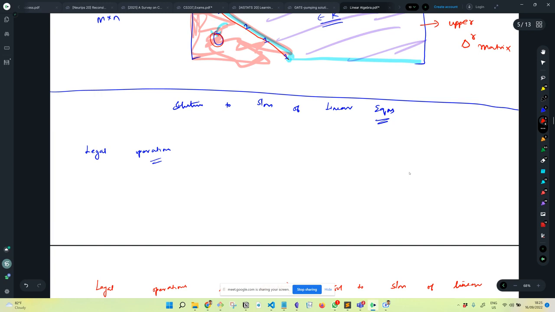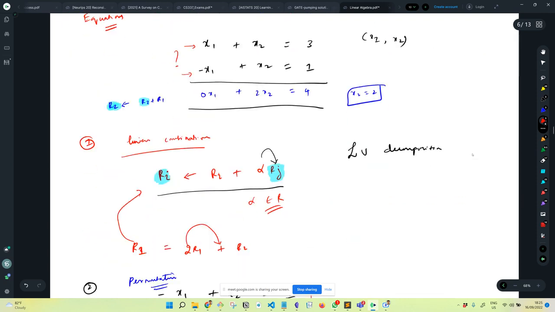Now, for that, we need something called legal operations. I call this legal operations. Now, what are legal operations? Suppose I give a system of linear equations and ask you to solve it on paper. Whatever you do to obtain the right solution is a legal operation, right? Now, for example, take this system: x1 plus x2 equals 3, minus x1 plus x2 equals 1.